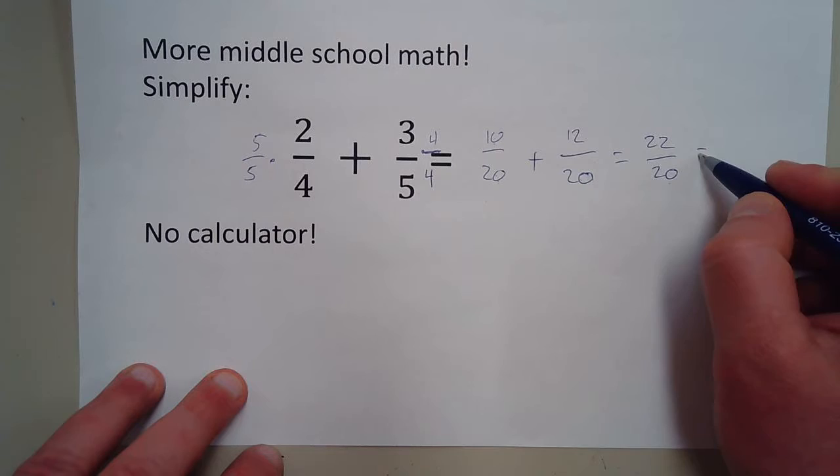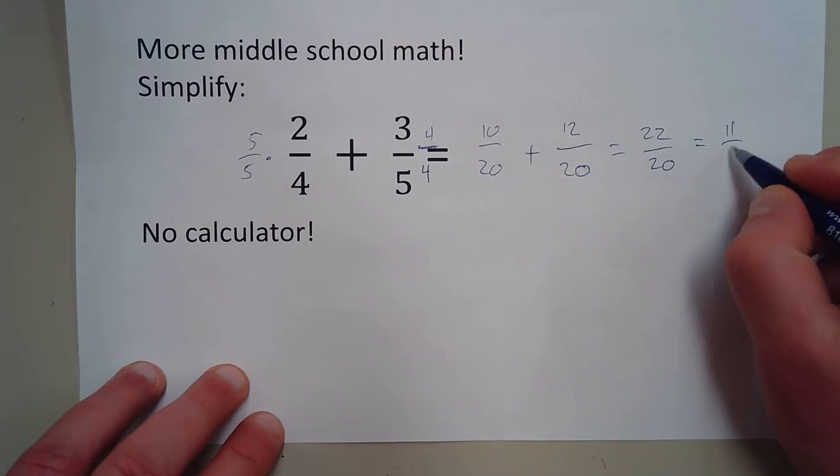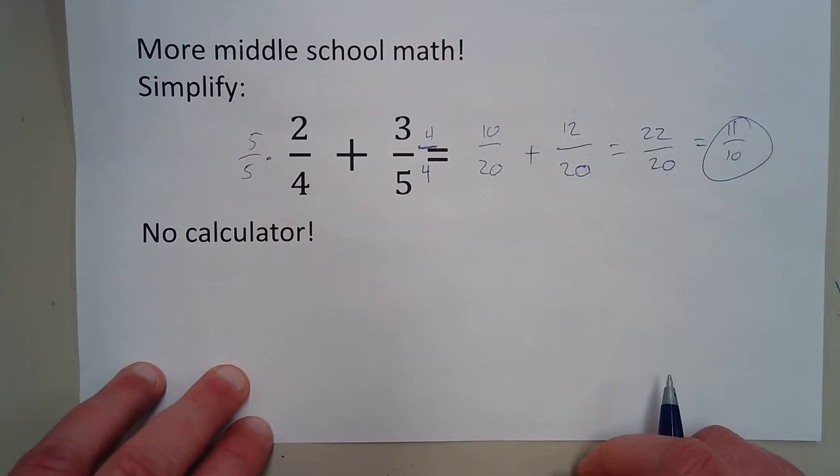Now, in this case, the only thing we would need to do is reduce this. These are both divisible by 2. So dividing everything by 2 would get us down to 11 tenths.